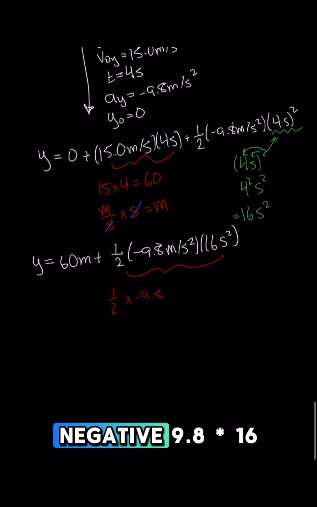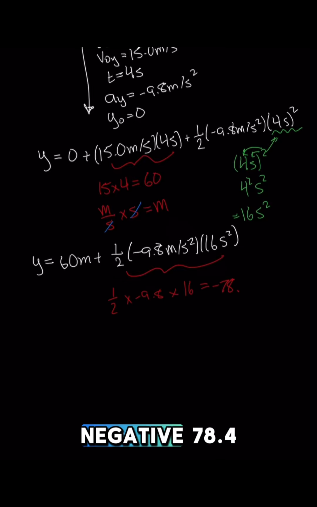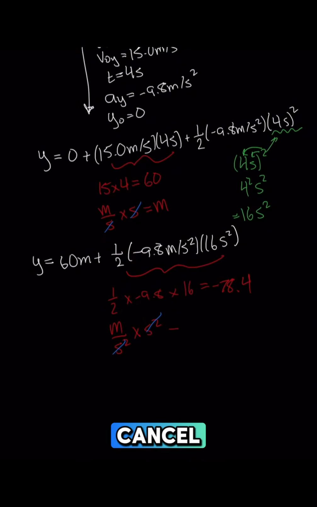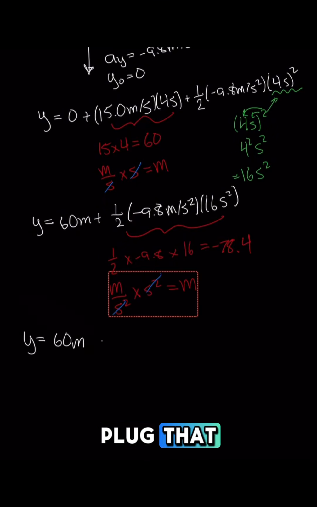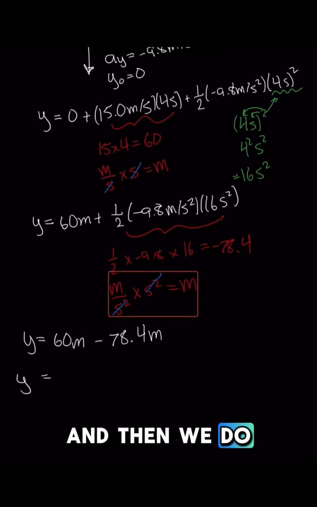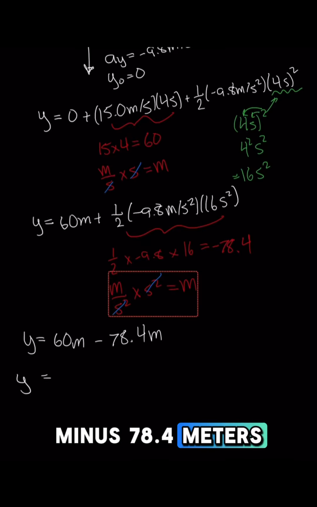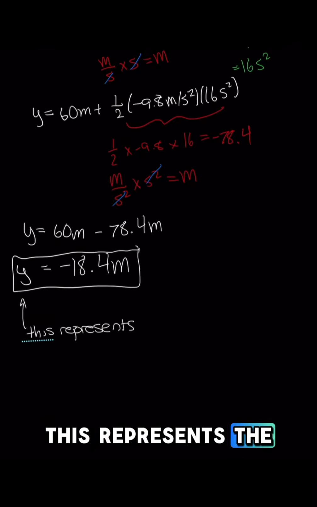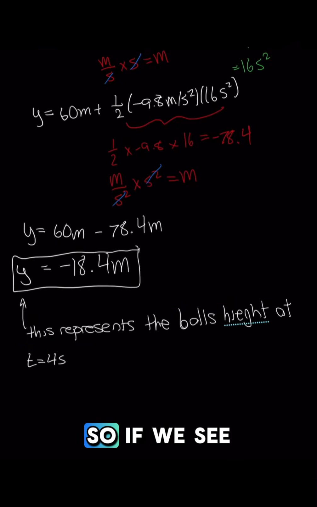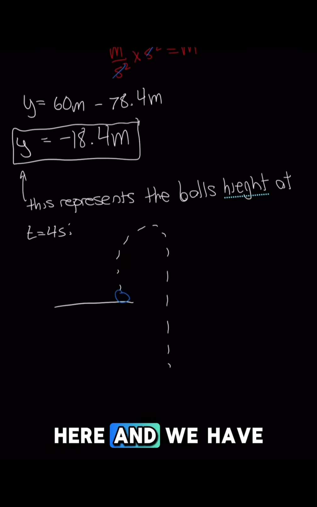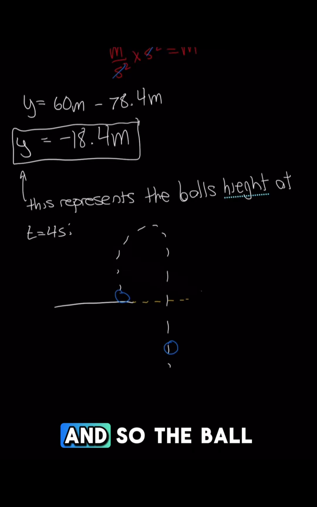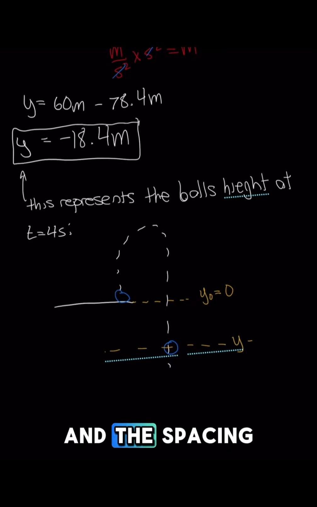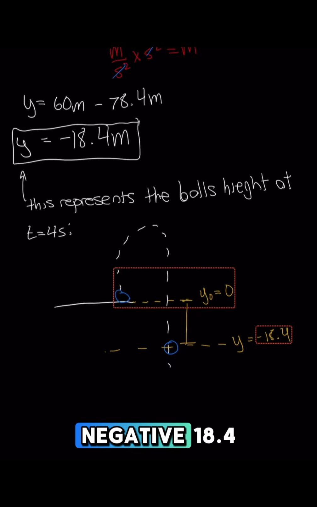So 1/2 times negative 9.8 times 16 equals negative 78.4, and for the units, meters per second squared times seconds squared, the seconds squared cancel, just leaving meters. If we plug that back in, we get this expression here, and then we do 60 meters minus 78.4 meters, and we get our final answer equal to negative 18.4 meters. I just want to note this represents the ball's height at time equals 4 seconds. If we see the motion here, with a reference point y equals 0, the ball is actually going to be under the initial position since it's negative, and the spacing right here is going to be equal to negative 18.4.